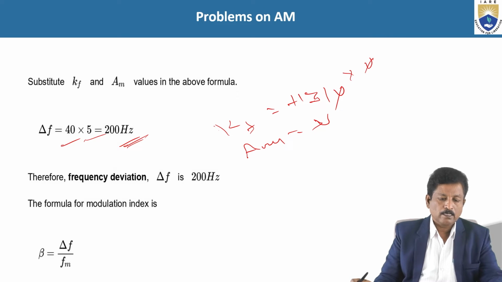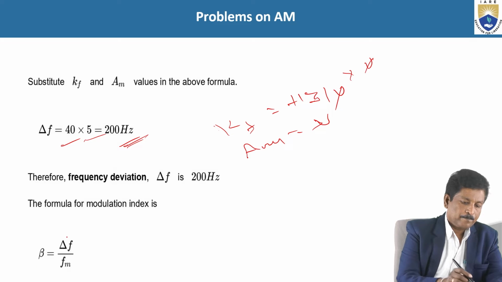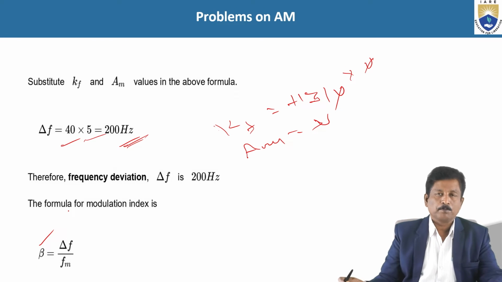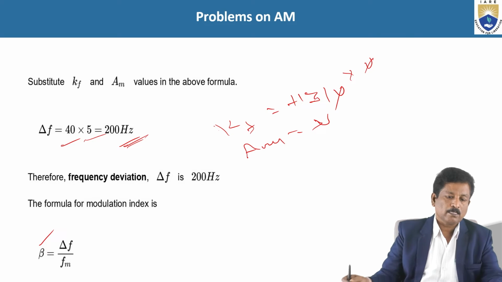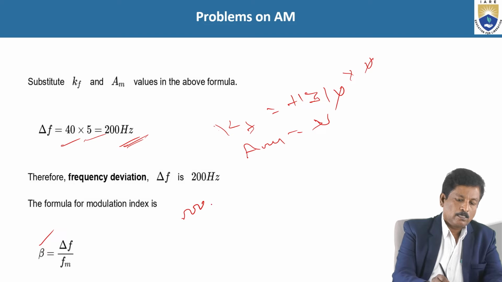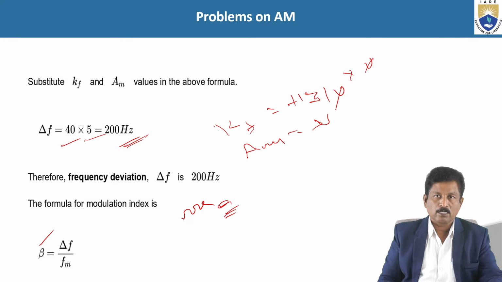Then coming to the modulation index. Here the modulation index mf is also indicated by beta in the case of frequency modulation, and in the case of amplitude modulation it is indicated by ma. ma stands for the modulation index of the amplitude modulation. m is the modulation index.